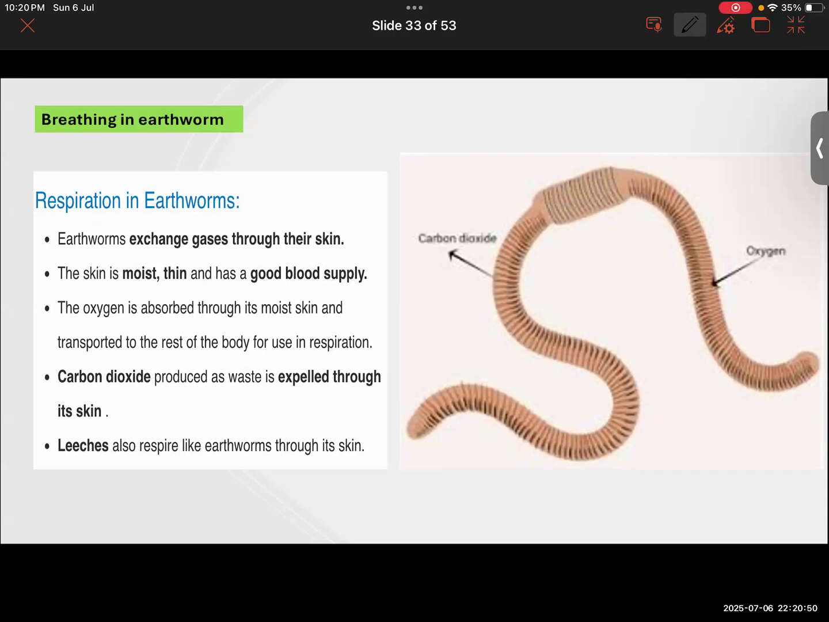Actually, their moist skin has a very rich supply of blood. The blood flows very close to the skin surface. Getting it, Halima, everyone? We have veins and arteries.